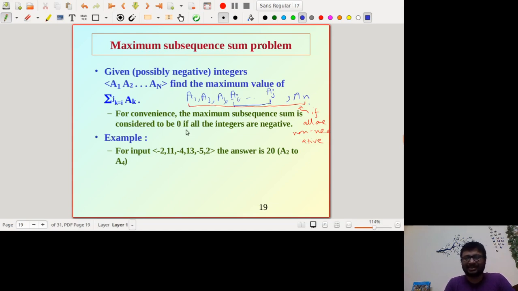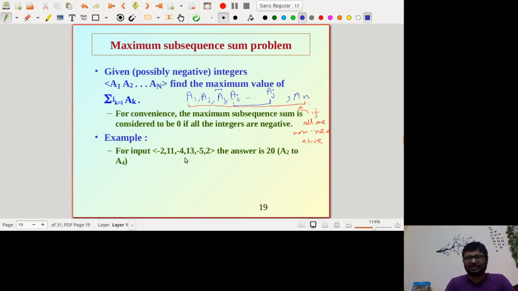Why is that? Well, you can just choose the block that contains just that number. So let's say A3 is non-negative. Then you can choose this block. This is a block whose sum is non-negative. And there can be other blocks. But certainly there is one block whose total sum is non-negative. So the answer is non-negative.